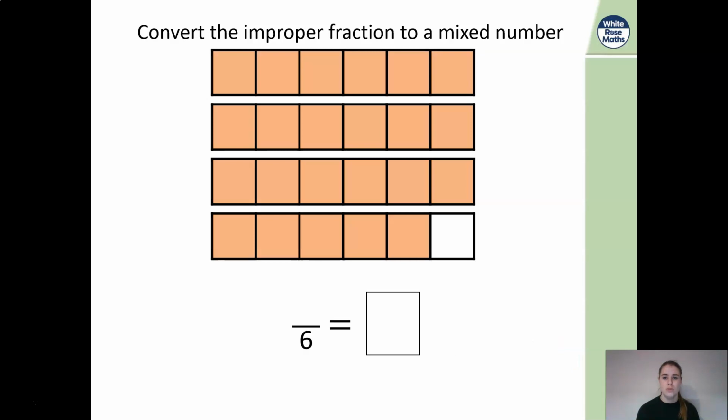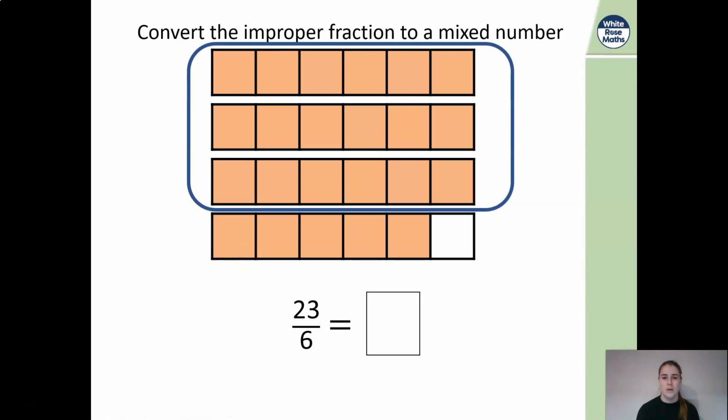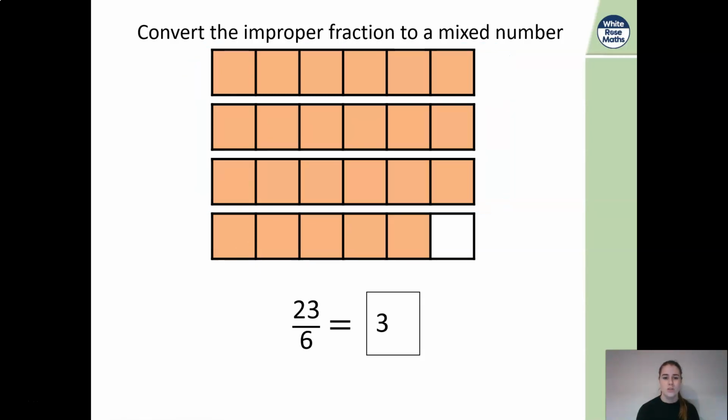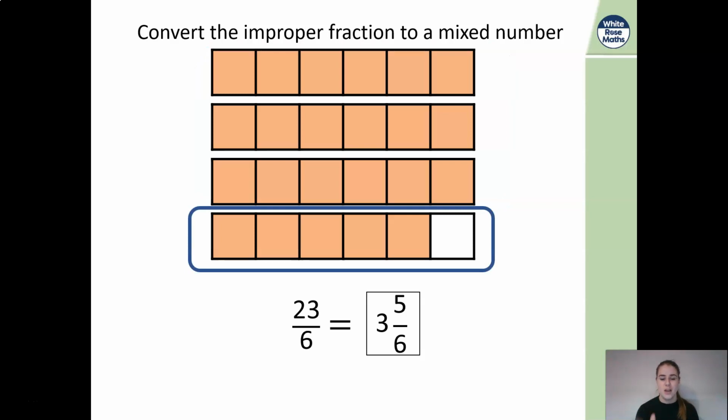Okay, so if we had a look, we have 1, 2, 3. So we have 6 altogether, 1, 2, 3, 4, 5, 6. So 6 equal parts. That's going to be my denominator. And altogether I have 6, 12, 18, 19, 20, 21, 22, I have 23. So I need to think, well, how many whole ones do I have? Okay, well, I have 3 whole ones. And then I have 1, 2, 3, 4, 5 left over. So I would write that as 5/6. Okay, with me so far?